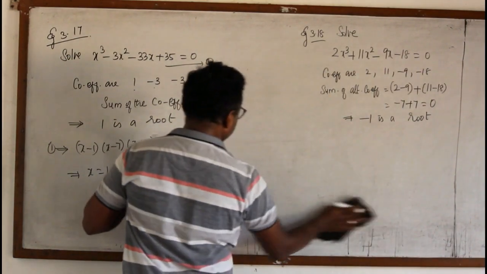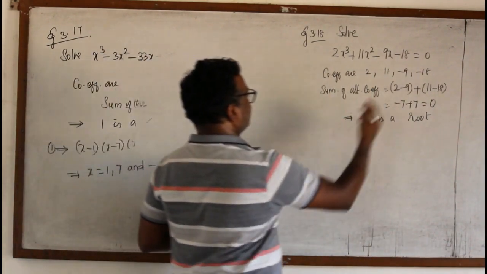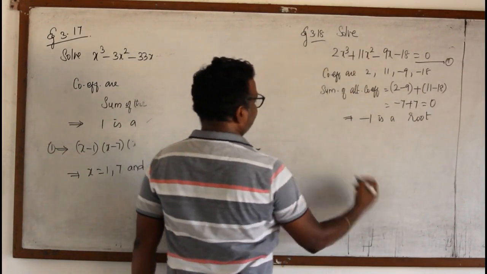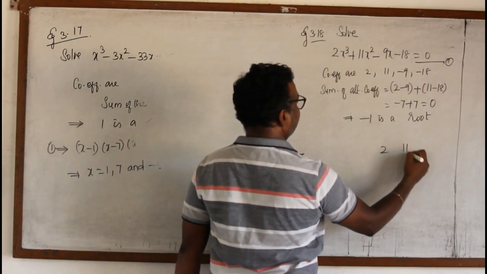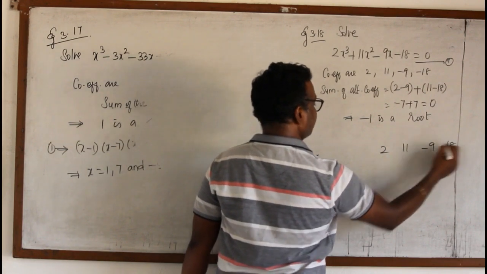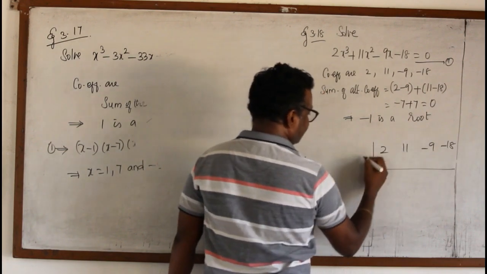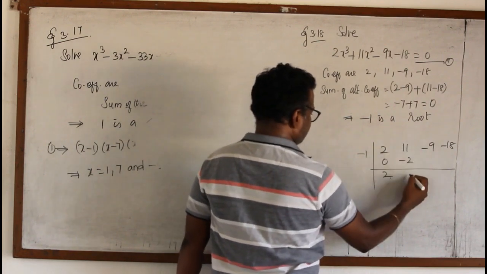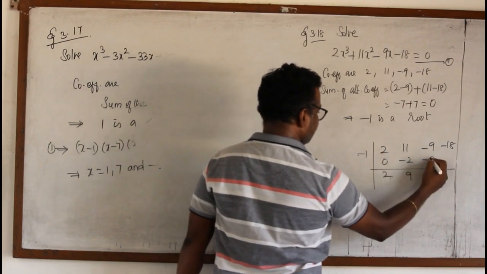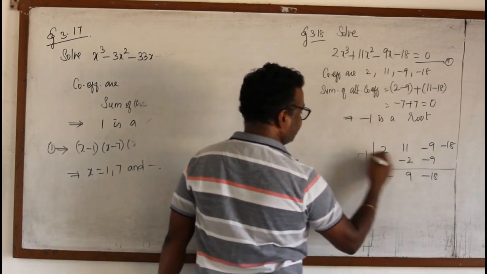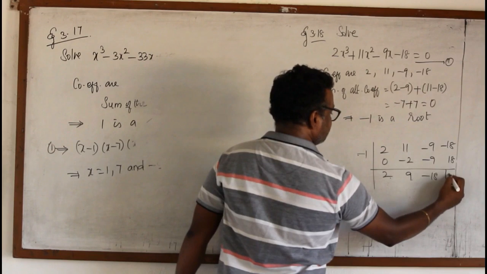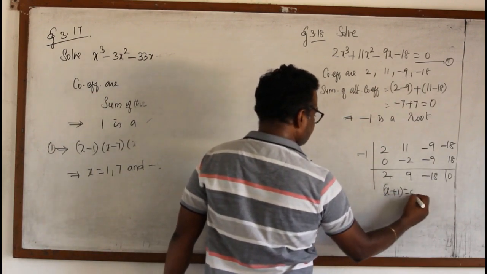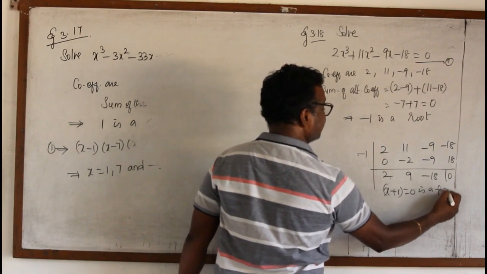As usual, let me take this one as 1. When I take these coefficients alone, then 2, 11, minus 9, minus 18. If I take minus 1, 0, 2, minus 2, it is plus 9, again minus 9, so minus 18. When we multiply plus 18, it becomes 0. Therefore, x plus 1 equal to 0 is a factor.